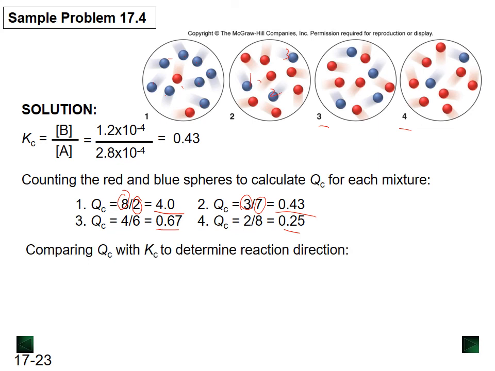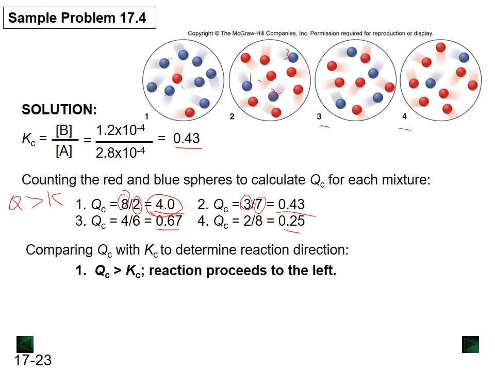For example, in scene 1, because Qc is greater than Kc, you have too much product. The reaction goes reverse to decrease Q, to decrease product and increase A. So the reaction goes reverse, in other words, goes to the left side. Because the reaction going from A to B is the forward, and B to A is reverse. So going to the left side means it's a reverse reaction.